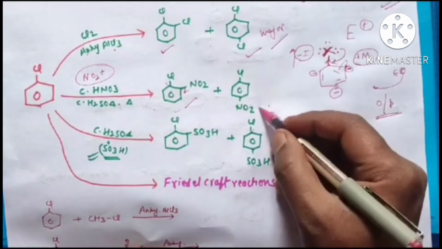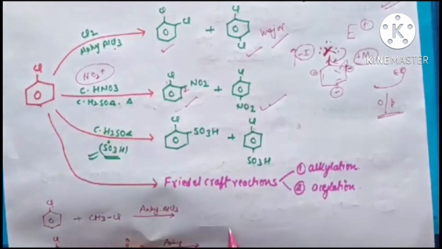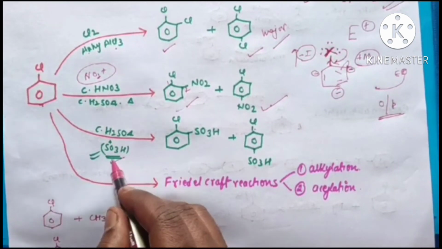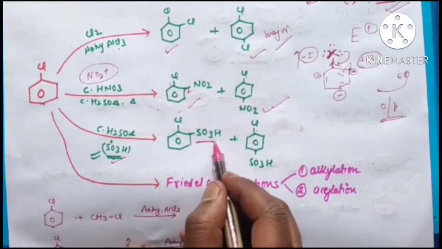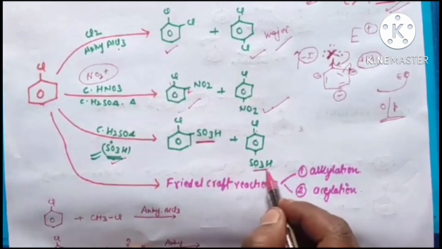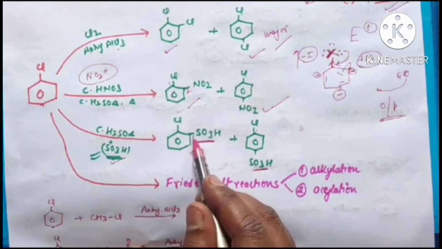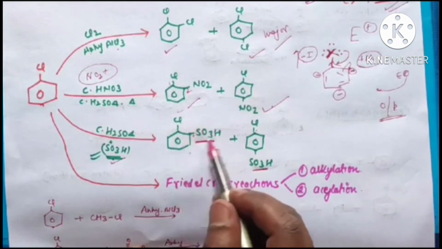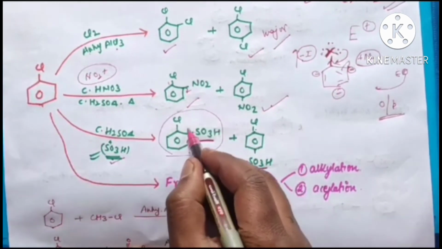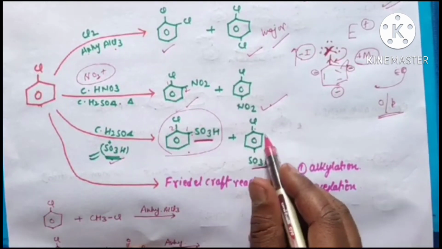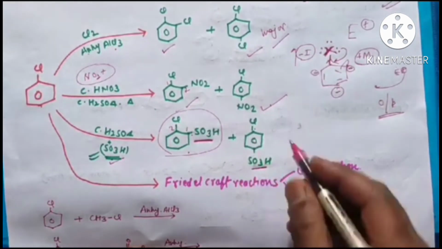This will be the major. Similarly, sulfonation, concentrated H2SO4 with SO3H+ will be the electrophile. So at the ortho position it will occupy as well as in para position will be occupied. This is 2-chlorobenzene sulfonic acid. This is 4-chlorobenzene sulfonic acid. So this will be the major product.